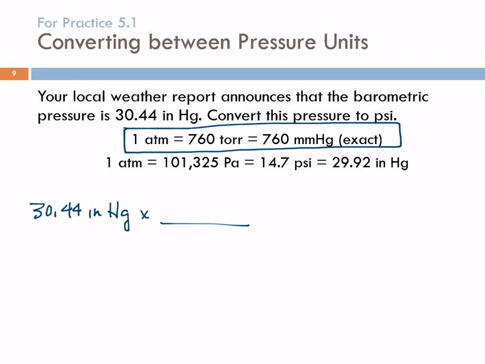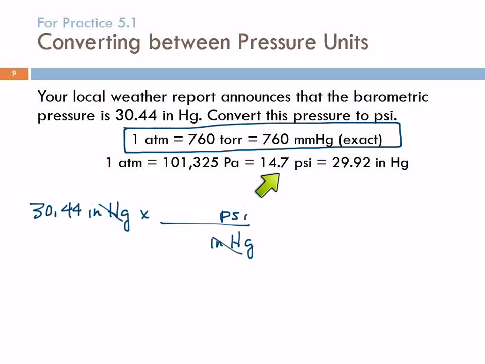So I'm going from inches of mercury to PSI. I'm going to divide by inches of mercury, so I got my units in there. This tells me that 1 atmosphere is equal to 101,325 pascals, which is equal to 14.7 psi, which is equal to 29.92 inches of mercury, which is equal to 760 millimeters of mercury, which is equal to 760 torr. They are all equal to each other. So I can just choose whichever 2 that I need and make a conversion factor.